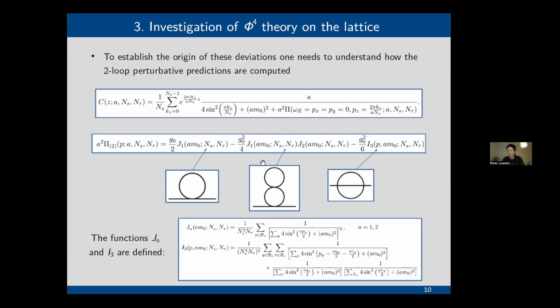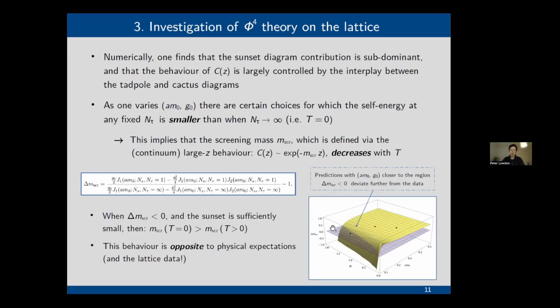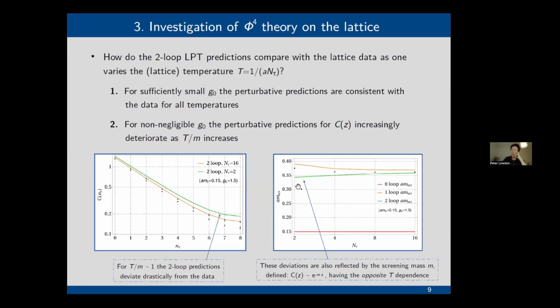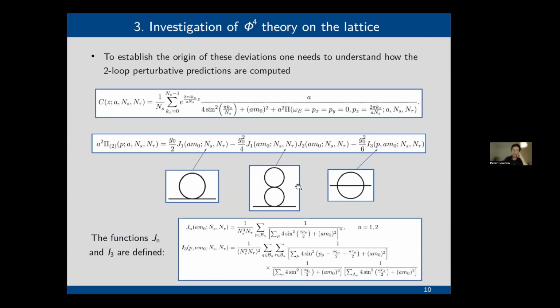When you do these lattice perturbation theory predictions, you're doing a whole bunch of sums. That's the general idea, because all of your continuous integrals get turned into sums. This is what you have to compute for your spatial correlator. You compute the self-energy, which has different contributions, the tadpole, your cactus diagram, and your sunset at two loops, which can be written in terms of different nested sums. Then you can start to look at what's causing this behavior to be driven further and further away from the data.